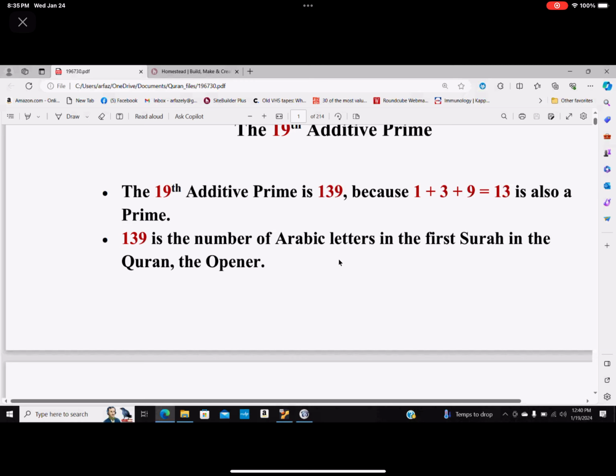So what is unique about 139? 139 is the number of Arabic letters in the first surah in the Quran, the Opener. So we just did it today. When we utter that, we are actually going through 139 letters in the Arabic alphabet. Some of the letters are repeated. There are only 28, but the sum of all of those letters, repeated or not, is 139. The word structure and everything, the way it's designed, is 139, and it happens to be the 19th additive prime.